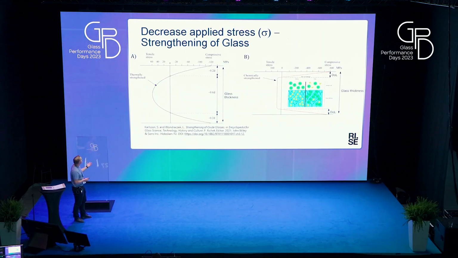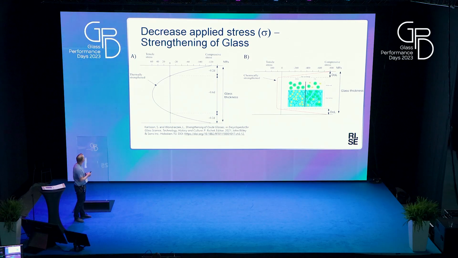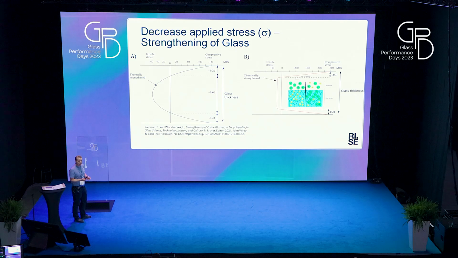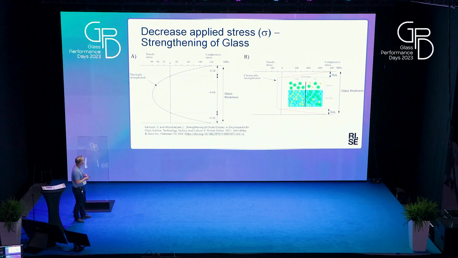Decreasing applied stress. So that's basically strengthening. You know already thermal strengthening. It's a common technique, has been applied for many, many years. And lately, chemical strengthening has also been improved a lot, and I think it's becoming more and more used also in architectural applications, but mostly for special architectural applications. But these are common techniques, I would say.